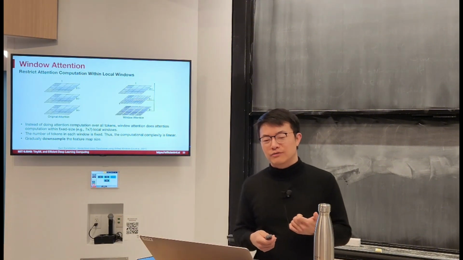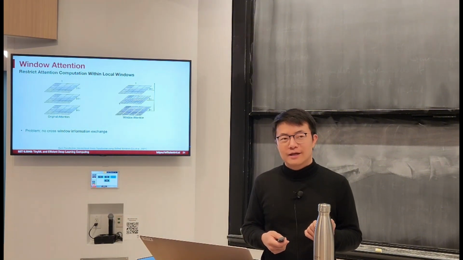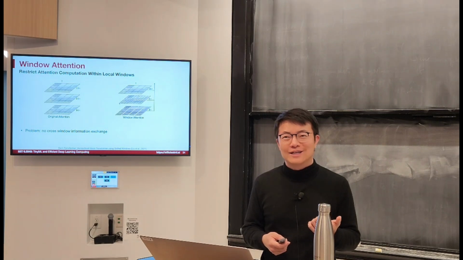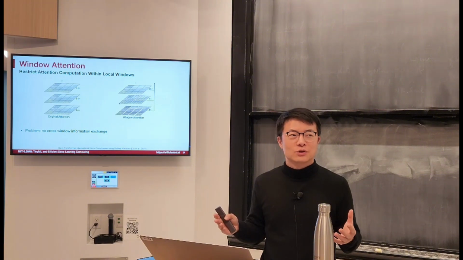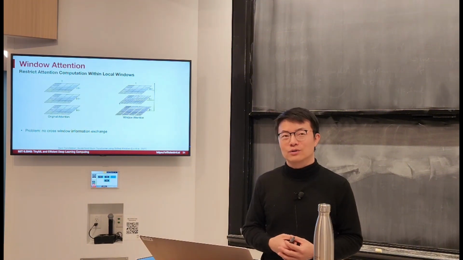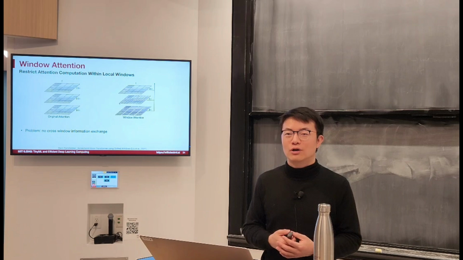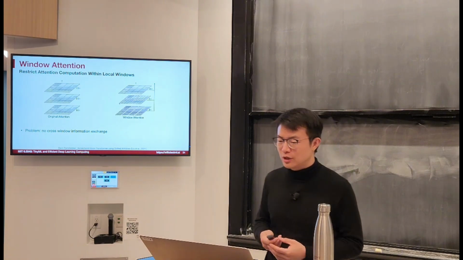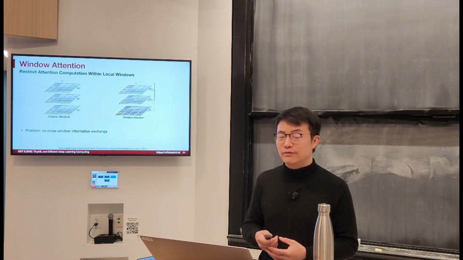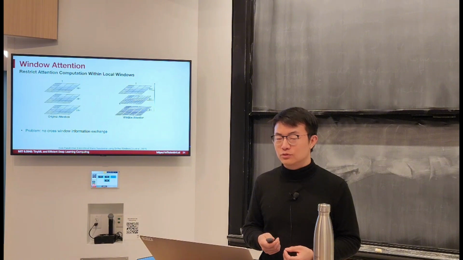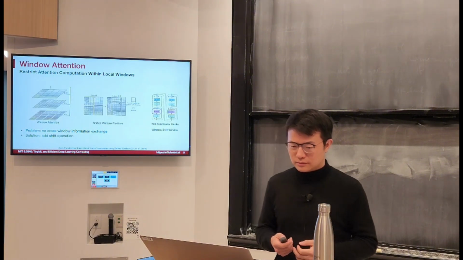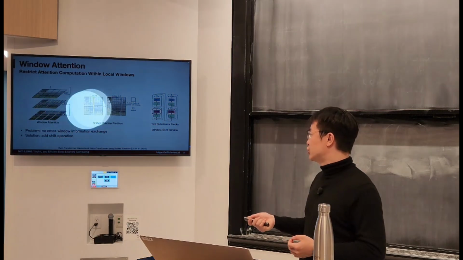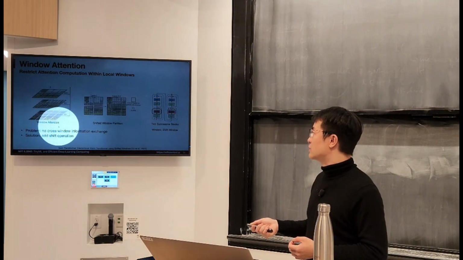So what is the problem in this case? Tokens only attend to each other within that window, right? So for adjacent windows, the tokens cannot attend to each other, so the information cannot flow. That's the problem. How do we solve that locality problem to enable a much larger global receptive field? Actually, a shift operation is added to this window attention.